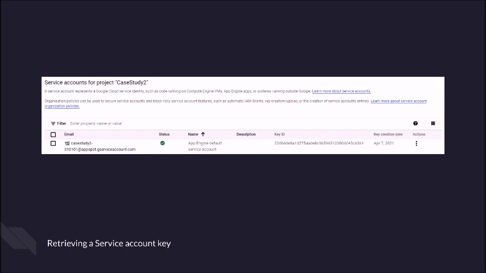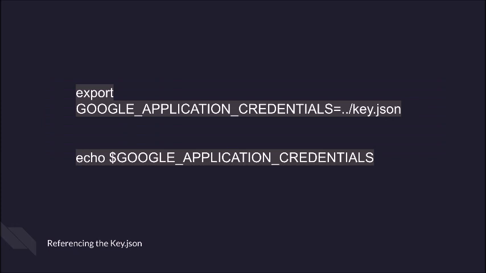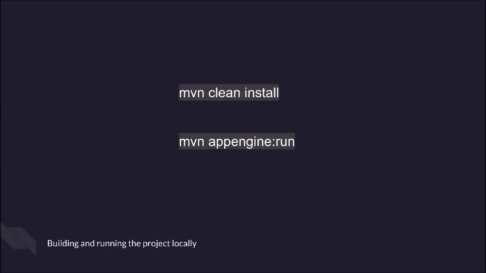We went onto the IAM service within the Google Cloud console and generated a key.json file, which was downloaded and then imported onto our project. After it was imported, we exported a local variable within the console, set to the location of the key.json relative to the application. We verified this by echoing out the variable. From here, we were able to build our application using the maven clean install command, and then the maven app engine run command was used to run the compiled version of the application.